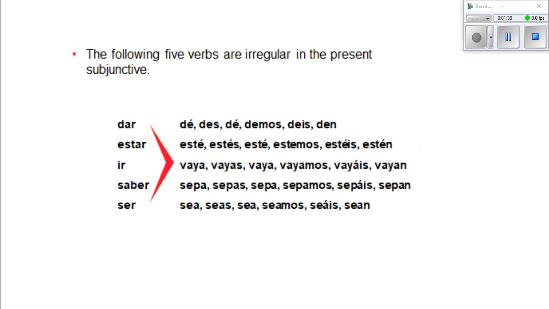And of course, it wouldn't be español if we wouldn't have irregulars. So there's 5 irregular verbs that you must memorize. Dar goes to dé, des, dé, demos, den. We can ignore the vosotros form. Estar goes to esté, estés, esté, estemos, estén. Ir goes to vaya, vayas, vaya, vayamos, vayan. Saber goes to sepa, sepas, sepa, sepamos, sepan. And ser goes to sea, seas, sea, seamos, sean.